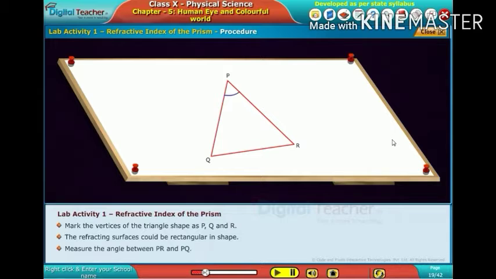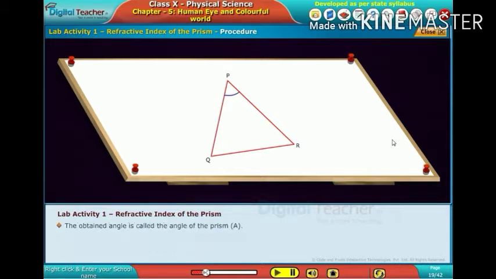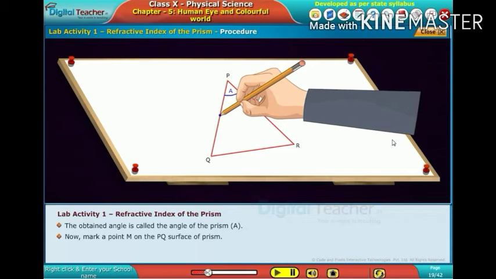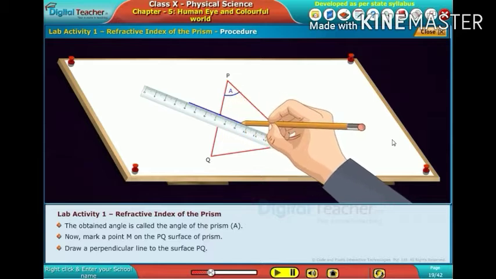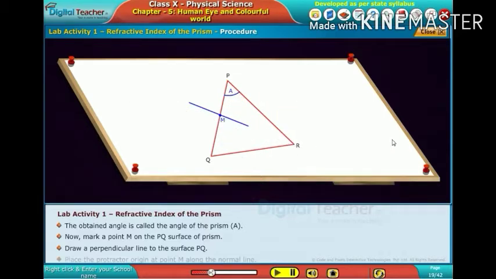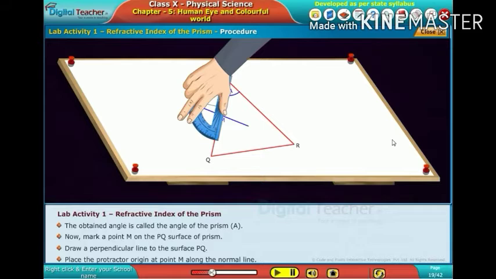Measure the angle between PR and PQ. The obtained angle is called the angle of the prism A. Now mark a point M on the PQ surface of the prism. Draw a perpendicular line to the surface PQ. Place the protractor origin at point M along the normal line.